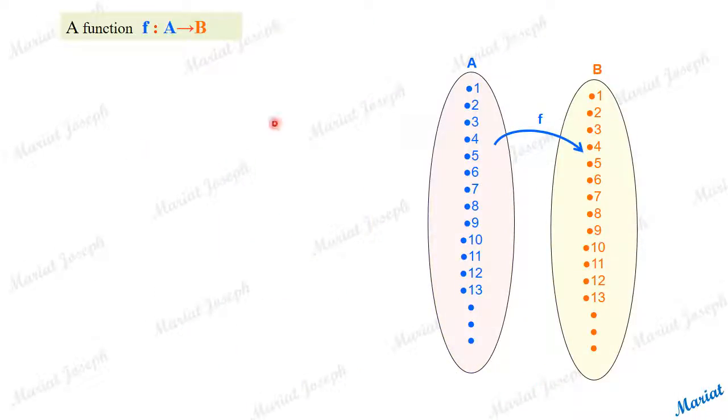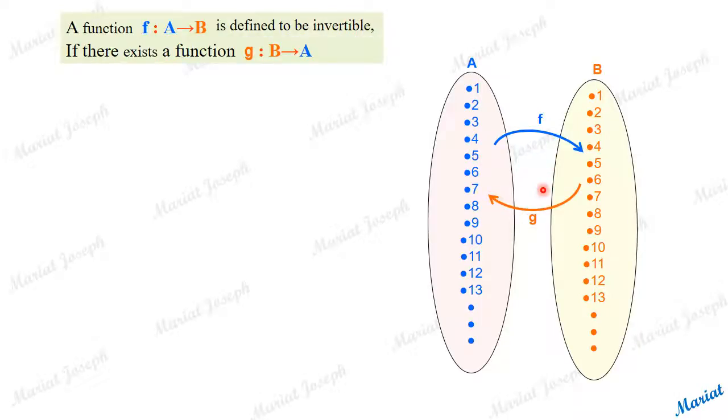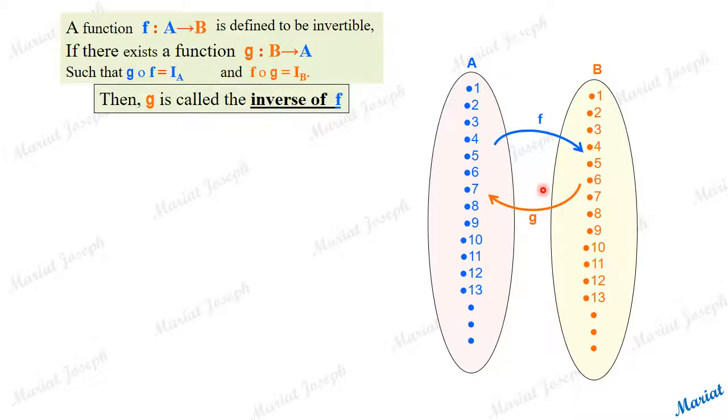A function f from set A to set B is defined to be invertible if there exists a function g from B to A such that GOF is equal to IA and FOG is equal to IB. Then this g is called the inverse of f.